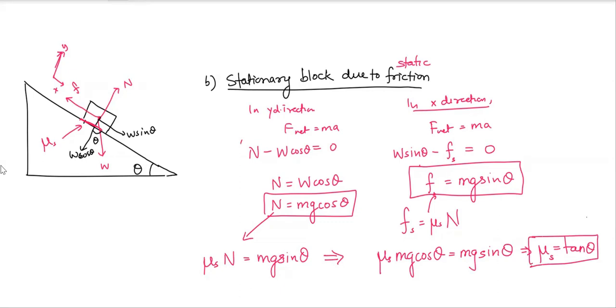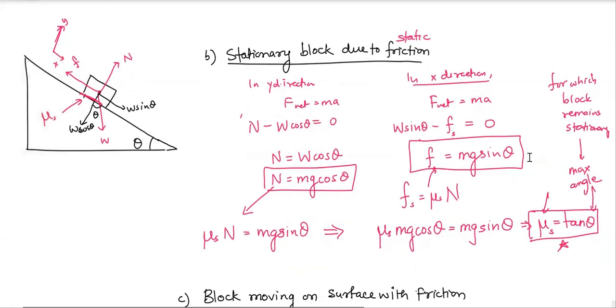So this indicates, for a given coefficient of friction between the block and the surface, what is the max angle for which the block remains stationary. Because any angle beyond this angle, the block will start sliding. So that's the max angle the block will remain stationary, and this is calculated by this equation. If you know the coefficient of friction between the surfaces, you can calculate the max angle. If the max angle is given, you can calculate the coefficient of friction by taking tan inverse of that. Okay.